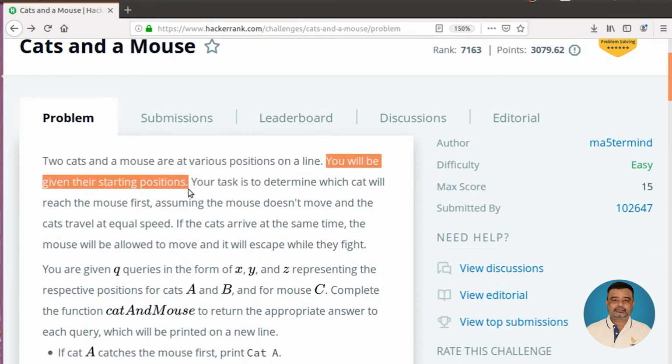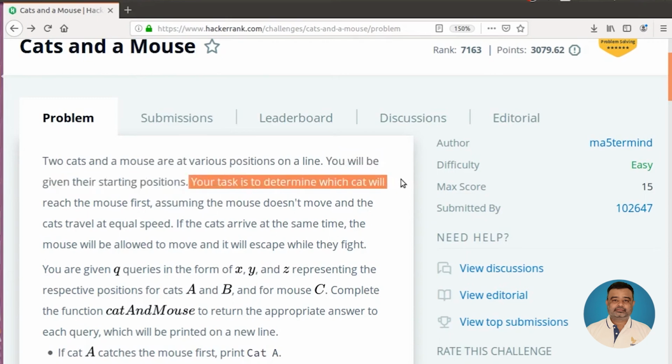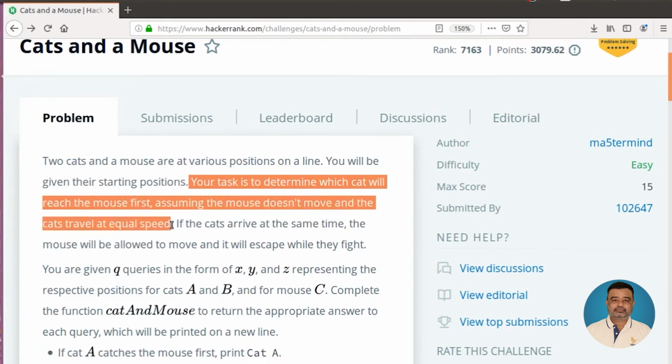You will be given the starting positions. So the input will be the positions where both these cats are standing, as well as where the mouse is standing. Now your task is to determine which cat will reach the mouse first, assuming the mouse doesn't move and the cats travel at equal speed. Your task is to find out which cat will be able to reach the mouse first and eat it. Both the cats move at the same speed and the mouse does not move.